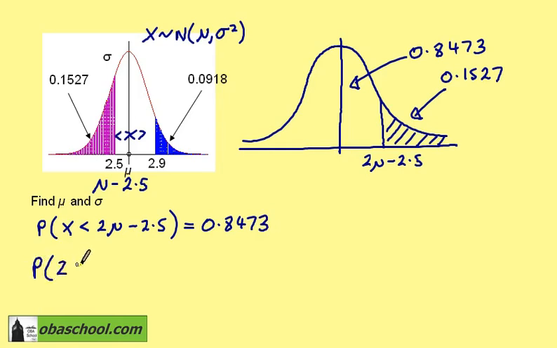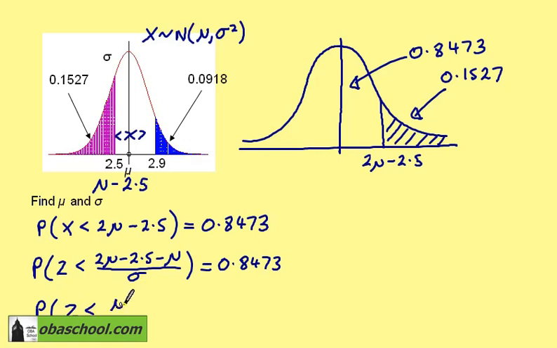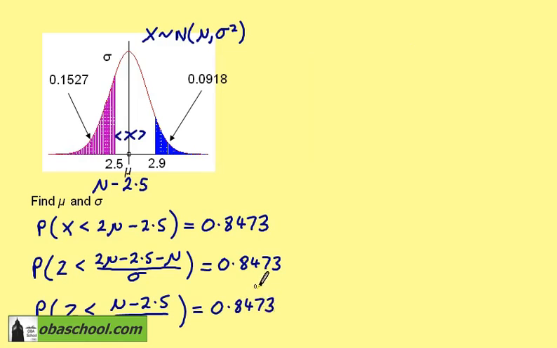Transforming, this gives us the probability that z is less than 2 mu minus 2.5 take away mu divided by sigma is 0.8473, and simplifying, the probability that z is less than mu minus 2.5 divided by sigma must be equal to 0.8473. We need to find 0.8473 as a phi value in our tables.